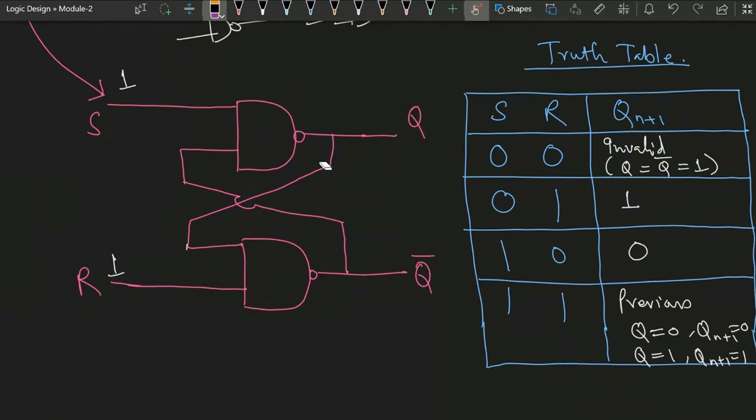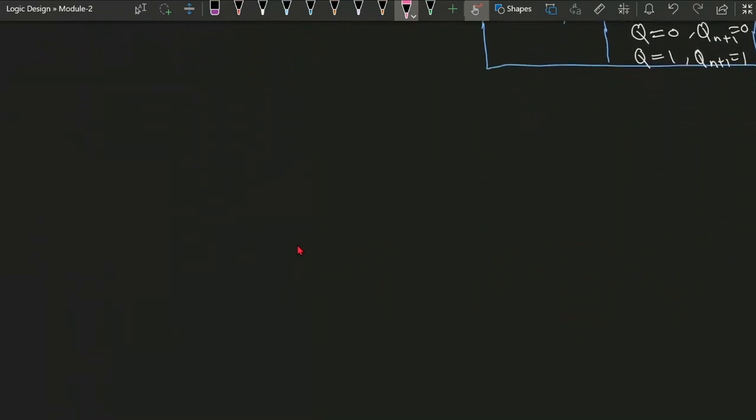SR latch has this as the truth table. You can see here there is no clock. So a latch has no clock, but flip flops have a clock. So now I hope you have got the idea about the latches. So we will now see what a flip flop is.